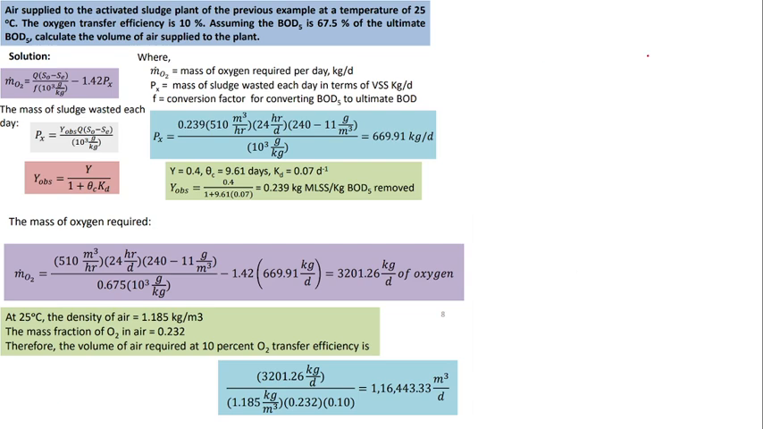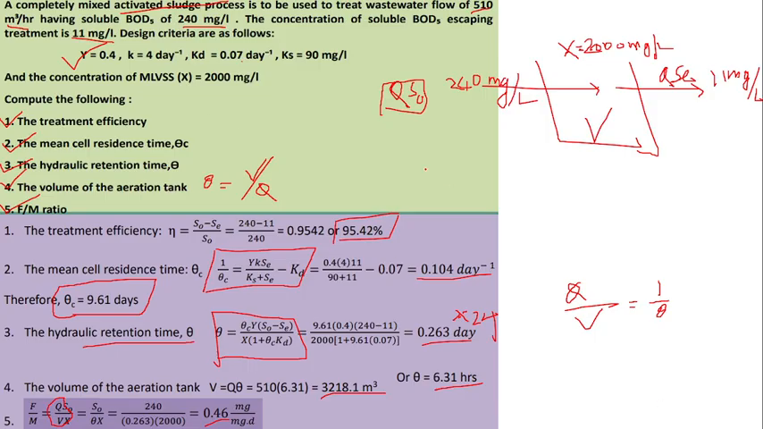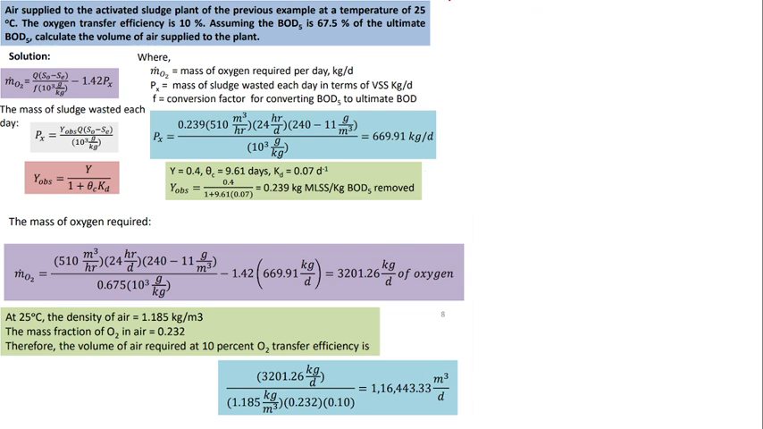Now, another problem based on the activated sludge process is given here. So here the question is the air supplied to the activated sludge plant of the previous example. So we have to take the previous example. Here you have to assume that air is supplied at a temperature of 25 degrees Celsius and the oxygen transfer efficiency, the efficiency of oxygen transfer, is only 10%.